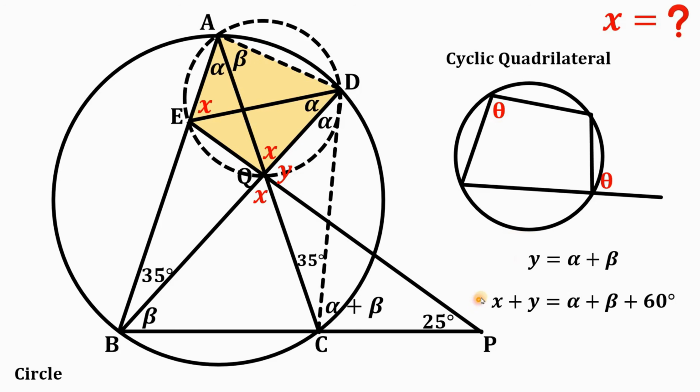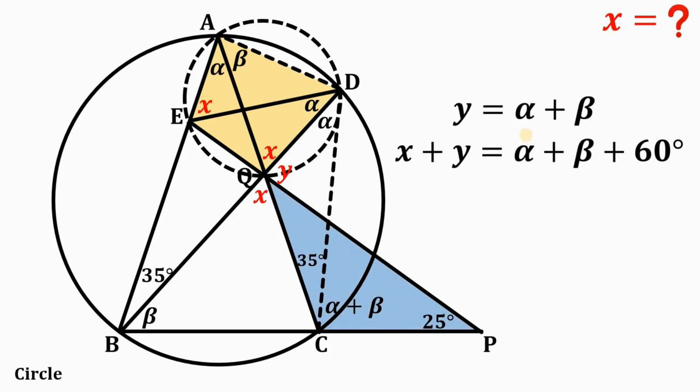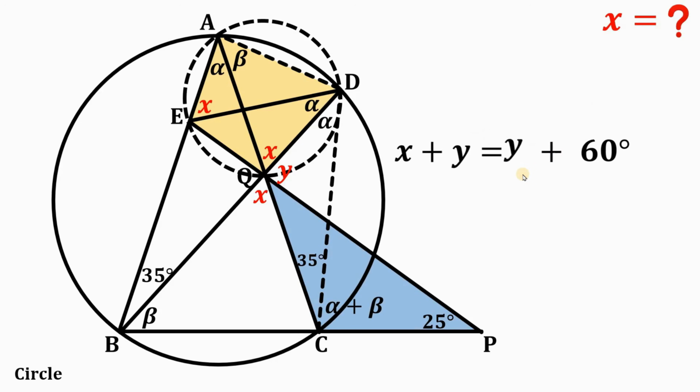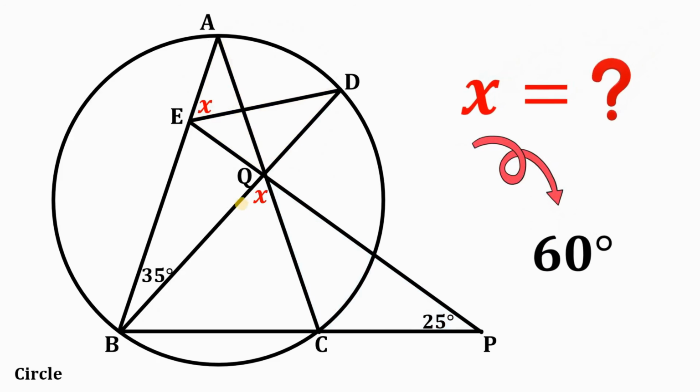Now, using these two results, we can find the value of x. Because we know alpha plus beta equals y, we can replace this alpha plus beta with y. Now, subtract y on both sides. We cancel out y, and we get that x equals 60 degrees. And that is our answer to this question. Therefore, given this figure, the value of this angle x is simply equal to 60 degrees. And as always, we are done.